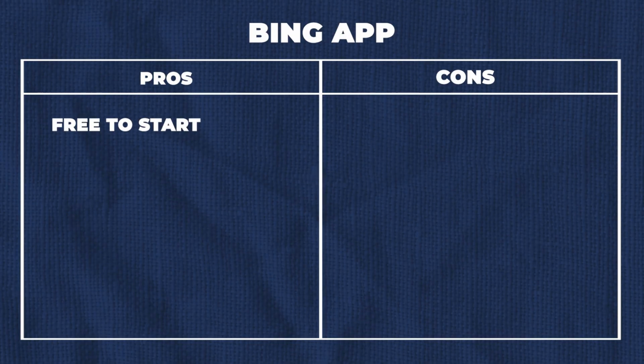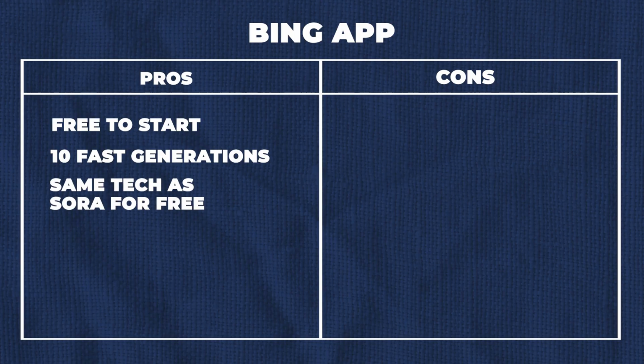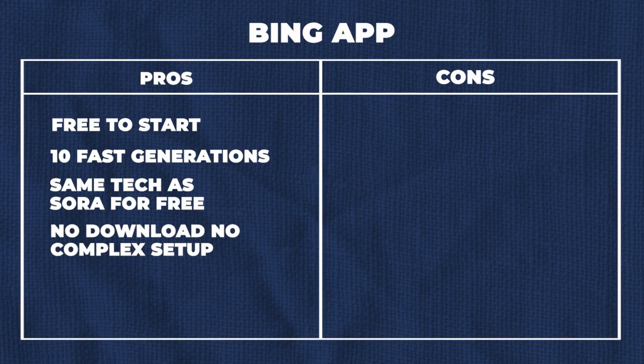But here are the key things that you need to know about using the Microsoft Bing video generator. Starting with the good. It's completely free to start and you have 10 fast generations. It's the same tech as Sora that you get included with a ChatGPT Plus or Pro subscription, which is paid for. There are also no downloads and no complex setup. And finally, your videos are saved for up to 90 days.